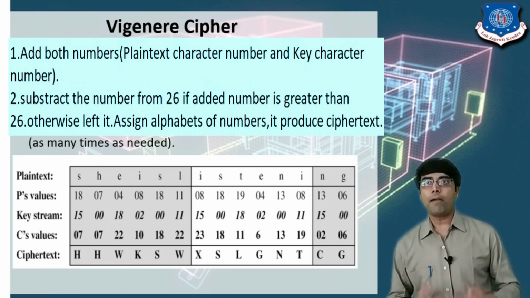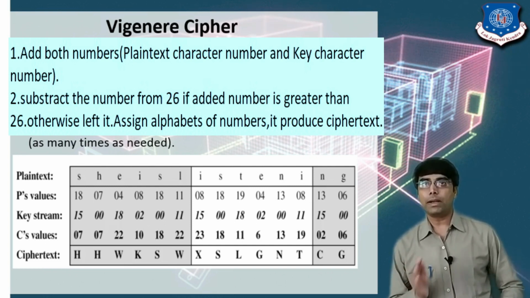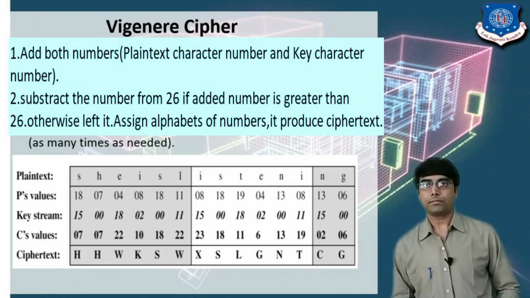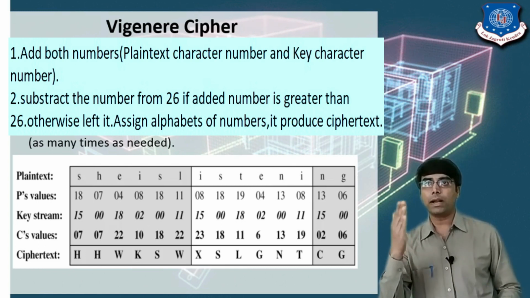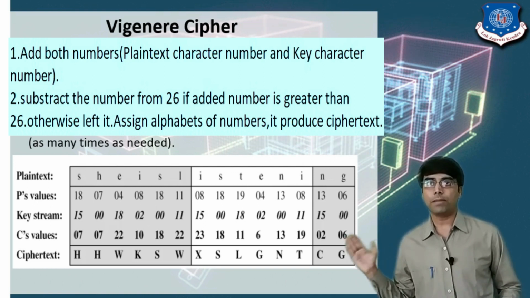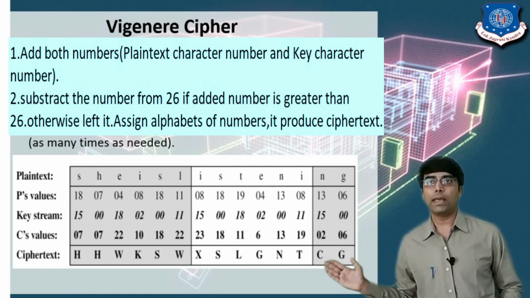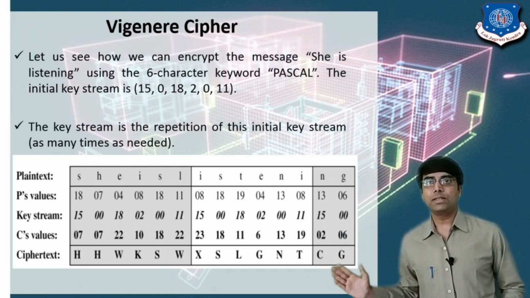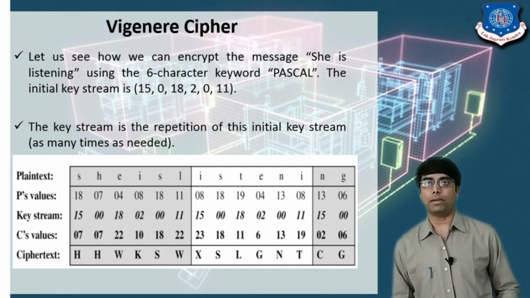But for each and every plain text character, there are different cipher text characters. This is the procedure of the Vigenère cipher. We will do the same process until the final plain text character is converted into a cipher text character. Now you will get the cipher text: HH, WKS, WKS, WXH, LG and TG. This is your cipher text.